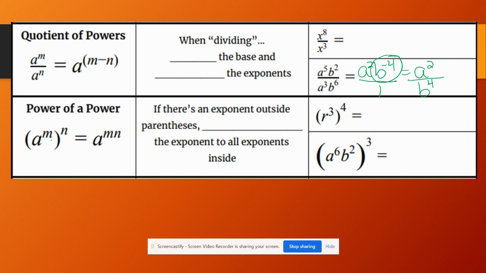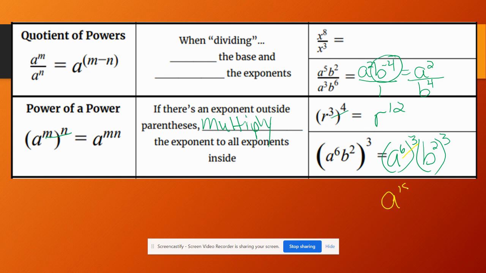Okay. Power of a power, or exponent of an exponent. If I have a base with 2 exponents there, then we multiply the exponent to all exponents inside. 3 times 4 is 12. What happens if I have 2 things in here? Well, that's okay. We have a to the 6th to the 3rd and b squared also to the 3rd. So we're multiplying those. 6 times 3 is 18, and 2 times 3 is 6. And so this would be our final answer.